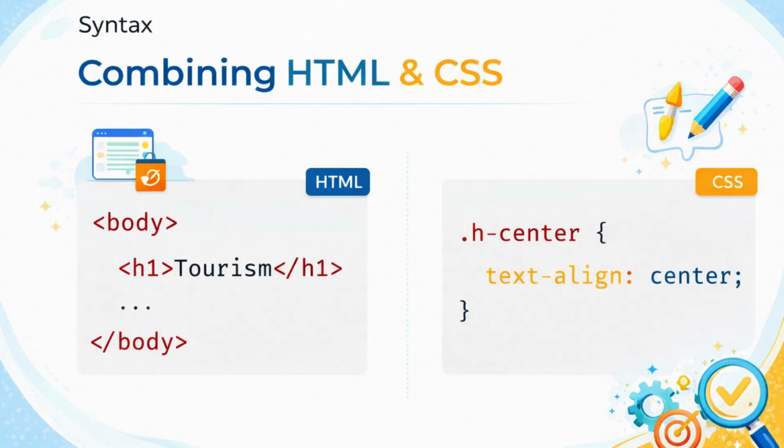Now let's bring everything together. On one side we have HTML, which creates the structure of your web page. And on the other side we have CSS, which adds style and design. Here the HTML defines a heading, like tourism, and the CSS applies styling, like centering the text. When you combine both, you get a complete, beautiful web page. So remember, HTML builds the structure, and CSS makes it look amazing.